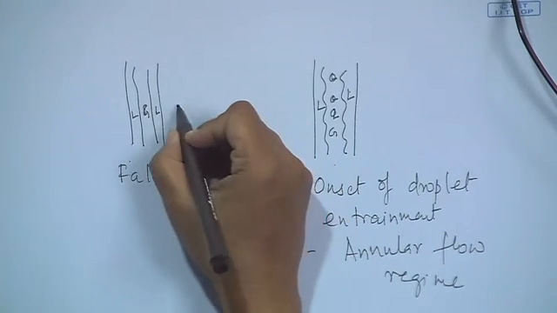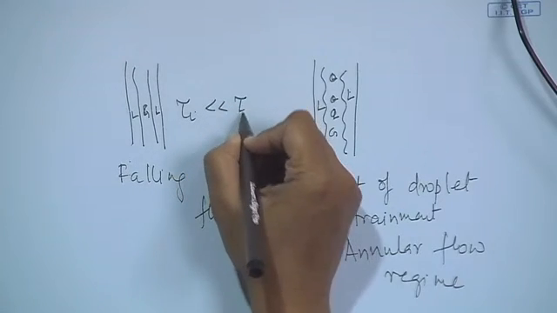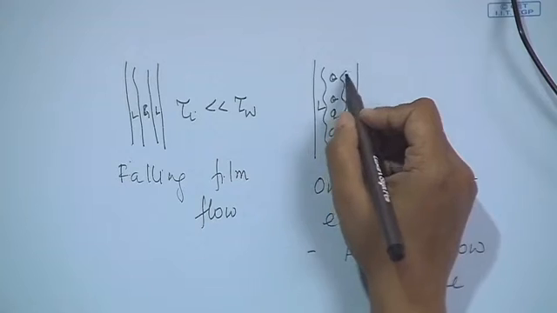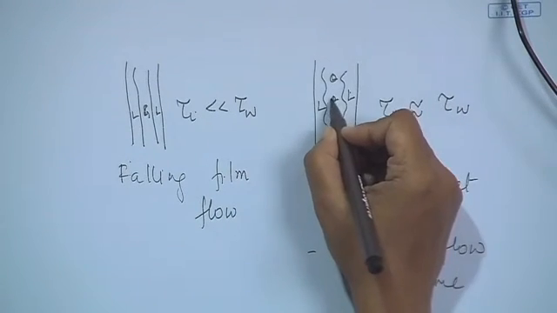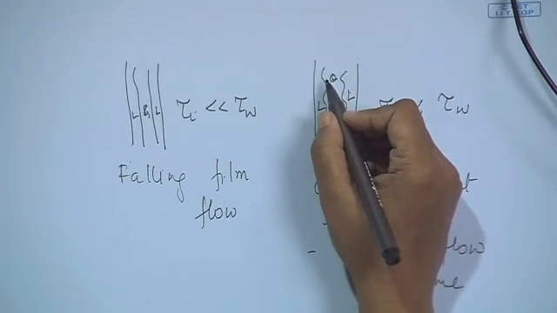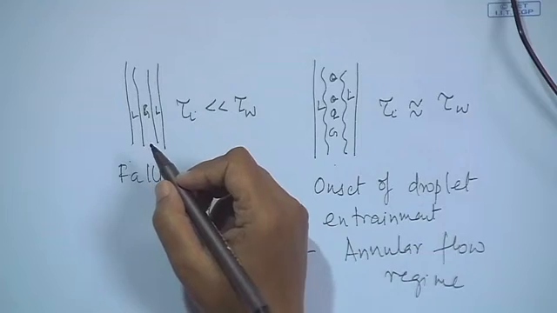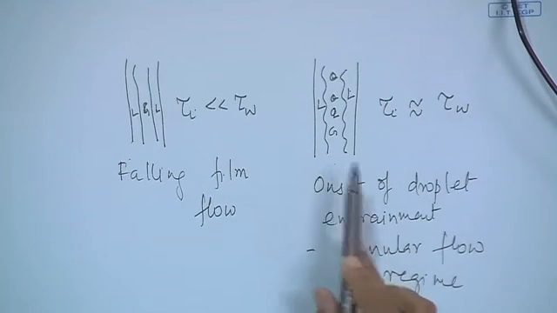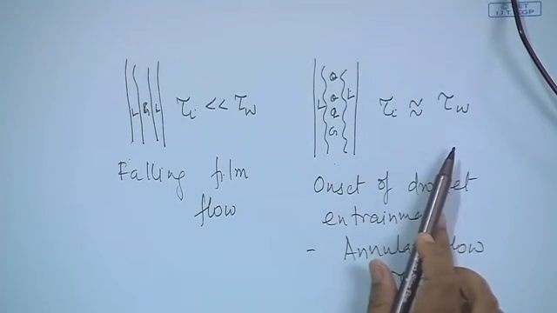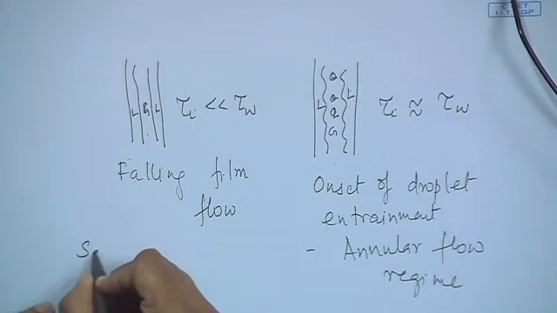In this particular case, we can neglect tau I as compared to the wall shear stress. But in this particular case, due to the increased waviness, tau I can be comparable with the wall shear stress, and there are additional shears at the liquid droplet portions. So therefore, when we write down the momentum balance equation, which I had mentioned in my first or second class on the introduction of multiphase flow, you will find that for falling film flow, just the wall shear stress is sufficient, but while we are trying to model the annular flow, both the shear stresses should be considered.